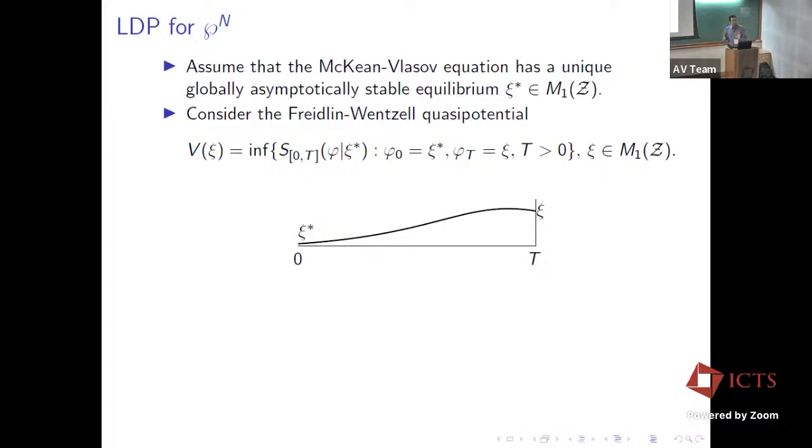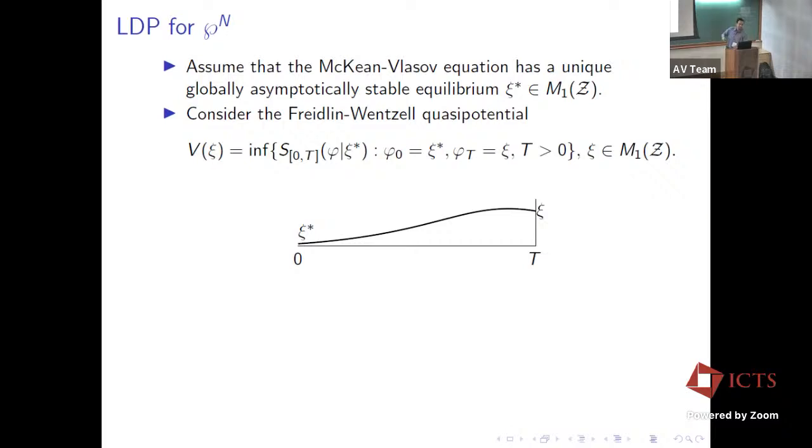So the way in which the LDP and the rate function are usually characterized is you look at what is called the Freidlin-Wentzell quasi-potential for the system. The quasi-potential can be written in the following form. You begin your system, let's say at xi star, and then you ask for a deviation. If you let the system equilibrate, the system is likely to equilibrate where the empirical measure will be near xi star. And then you look for a deviation which is close to xi.